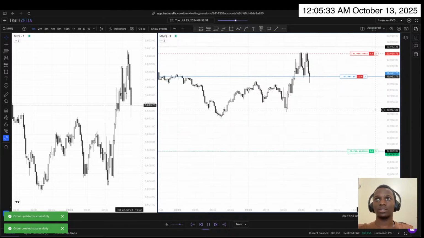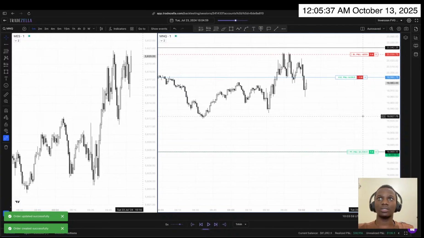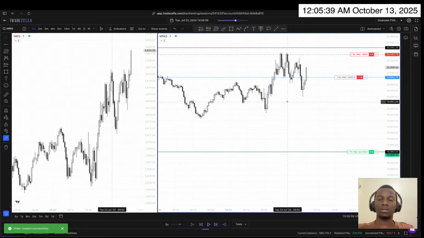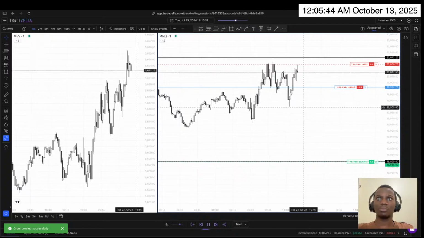This thing will get hit. Wait, if we stop loss, it's also okay. 15-minute retracement into the gap there. Sweep.